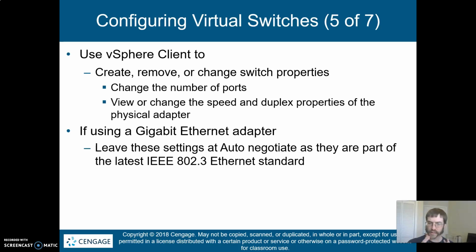Now, if you're using a gigabit NIC on your physical platform, and the chances are that you probably are, if you're using modern equipment that is capable of handling the load you're going to throw at it, you're going to be using gigabit NICs at the least. Leave all these settings as auto-negotiate so that the physical NIC can talk to the physical switch and figure out speed, duplex, all that stuff, because all that is done for you in the latest versions of IEEE 802.3, which of course is the Ethernet family of standards.